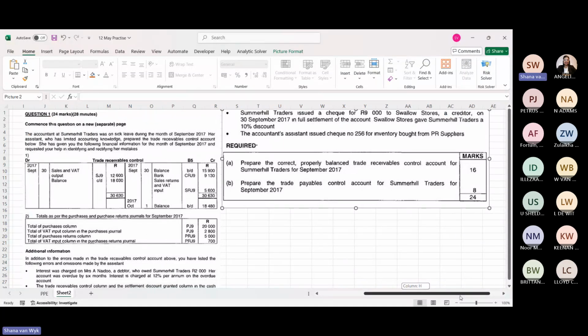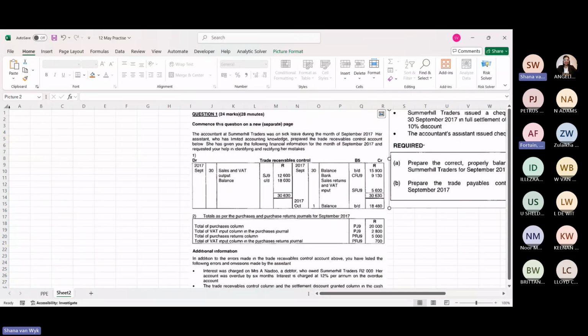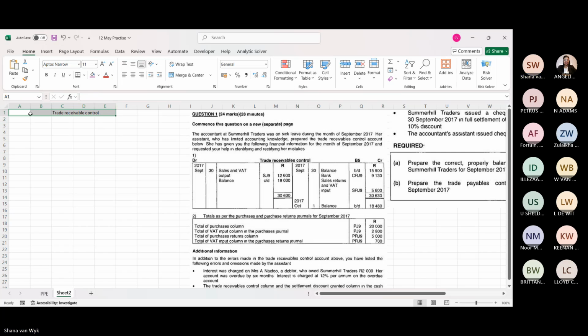Trade receivables control account. We didn't do this example yet, eh? No. Okay. Shauna, don't forget to copy this over to the main sheet. I'll do so.